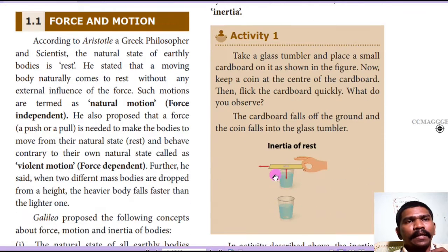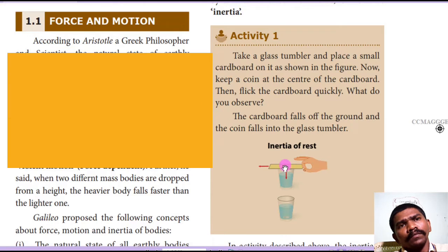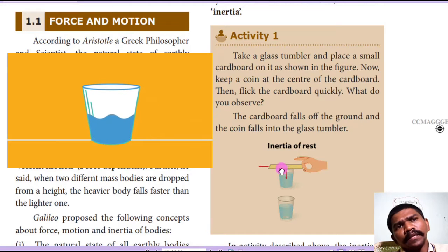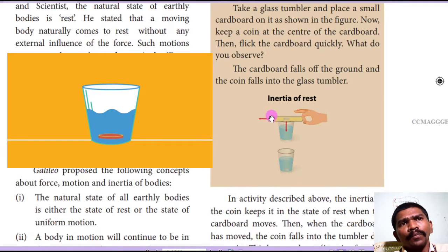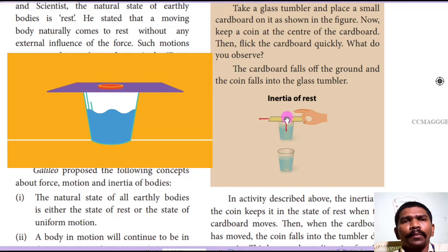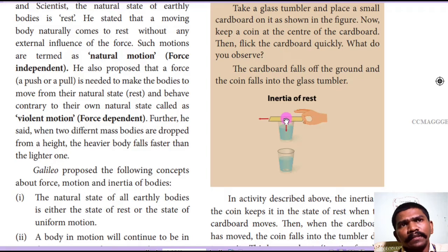Here we have an example activity. Take a glass, put a cardboard over it, and keep a coin on the cardboard. When you pull out the cardboard, what will happen? We think the coin will move with the cardboard, but it is not so. When you pull out the cardboard, the coin drops into the tumbler. The coin always tends to maintain its rest position even when we give an external force, so as the cardboard moves away, the coin goes down into the tumbler.